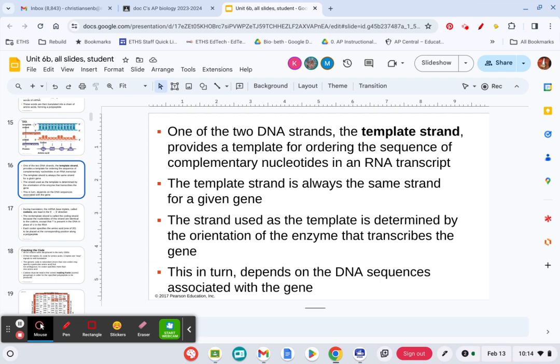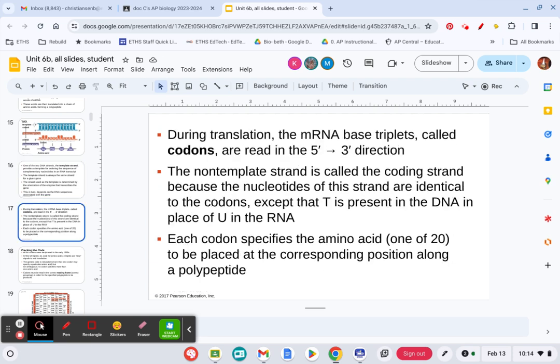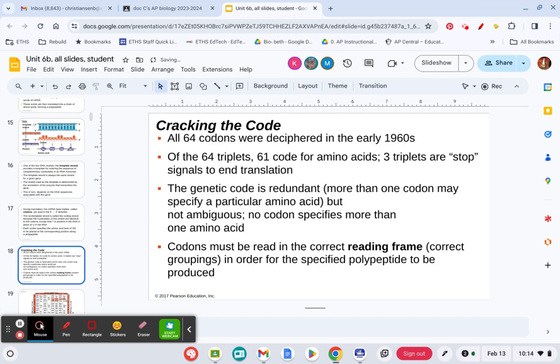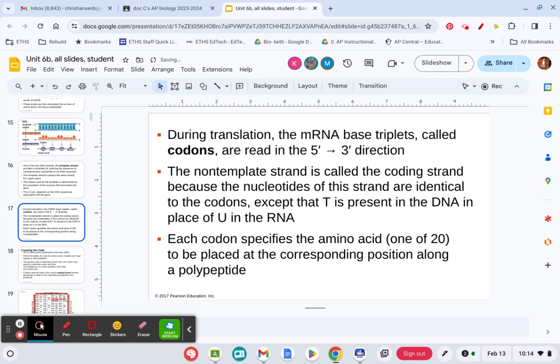Then there's the other strand that evidently I'm not going to talk about yet. Hold on, let me just go forward. No, maybe not. All right, never mind. I'll come back to that one in a second.